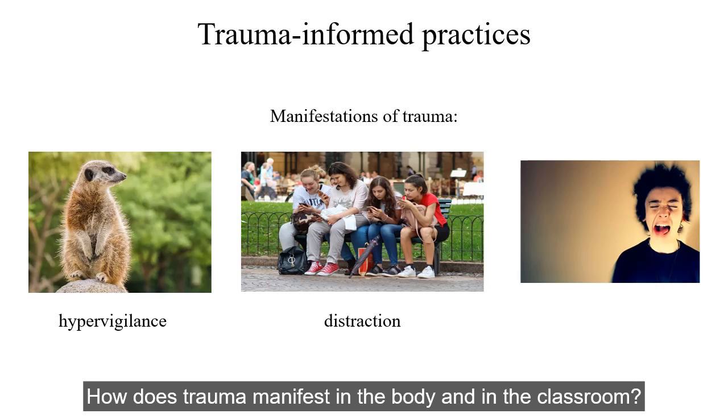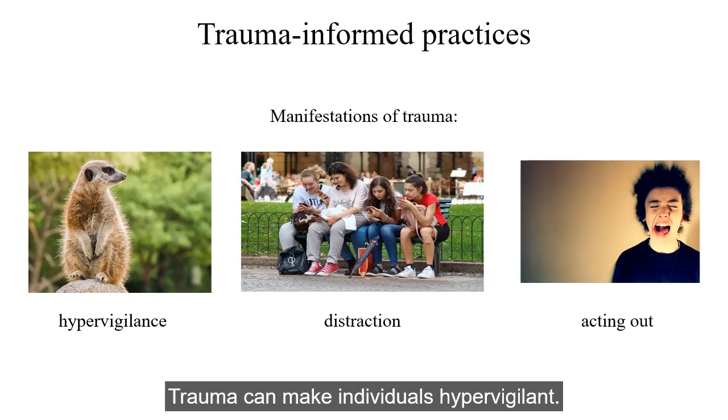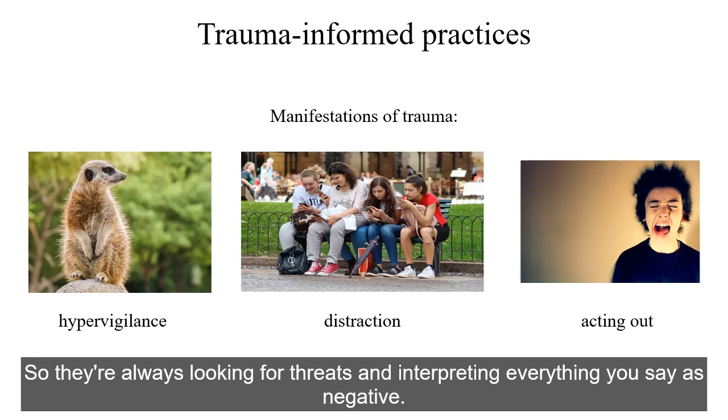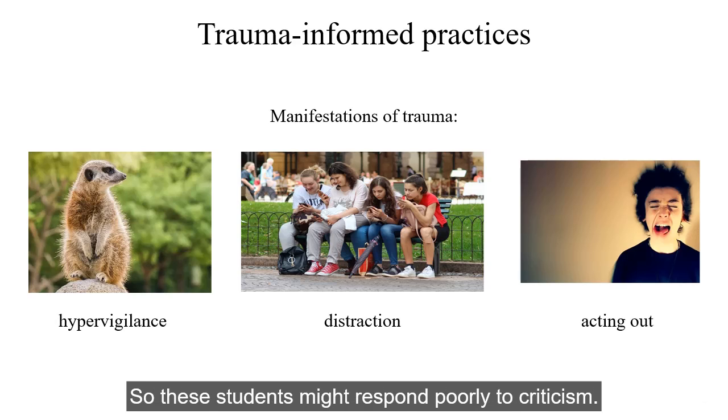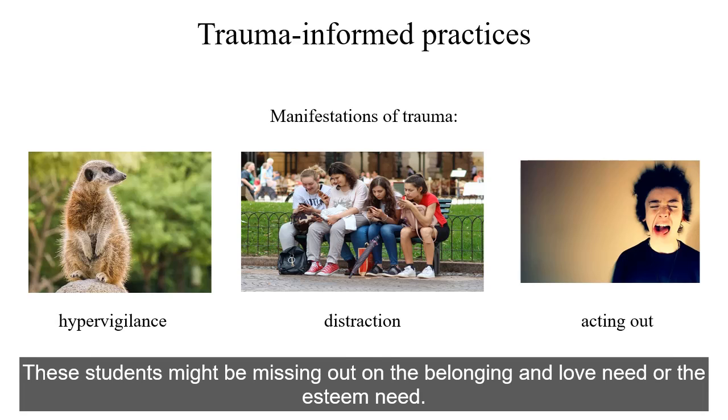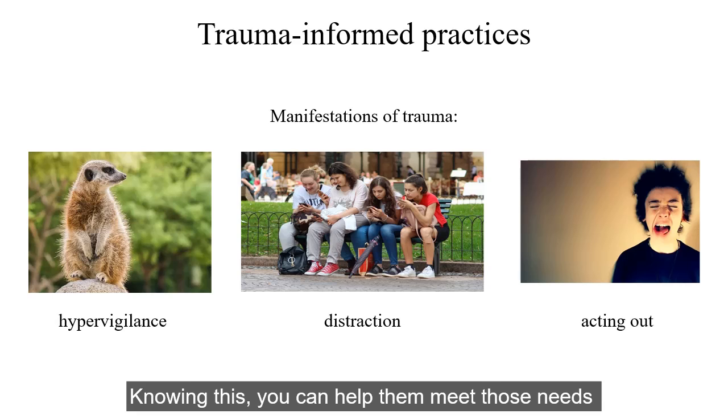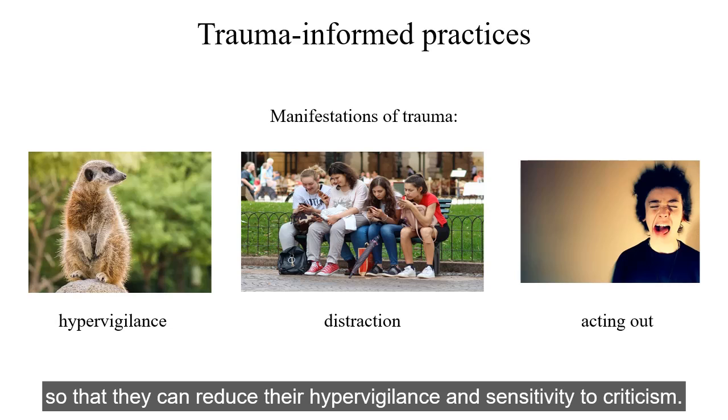How does trauma manifest in the body and in the classroom? Trauma can make individuals hypervigilant, and so they're always looking for threats and interpreting everything you say as negative. They're on high alert because they want to protect themselves from danger. And so these students might respond poorly to criticism. These students may be missing out on the belonging and love need or the esteem need. And so knowing this, you can help to meet those needs so that they can reduce their hypervigilance and their sensitivity to criticism.